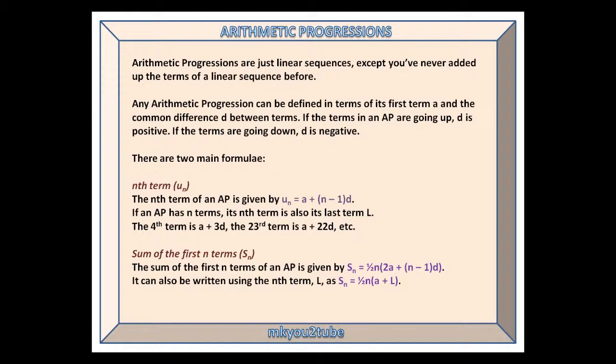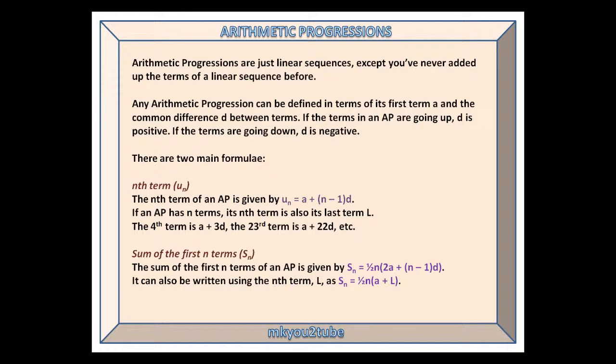The nth term of an AP is given by the formula un equals a plus (n minus 1)d. Note that if an AP has n terms, its nth term is also its last term, L. It helps to be efficient writing out a specific formula for each term. So the fourth term is a plus 3d, the 23rd term is a plus 22d, and so on.